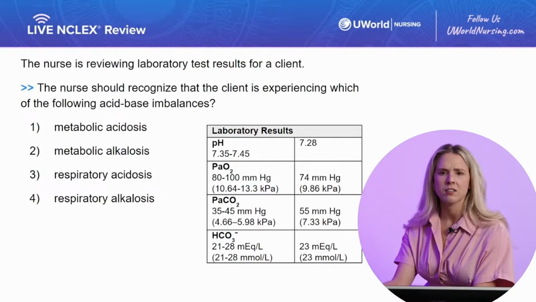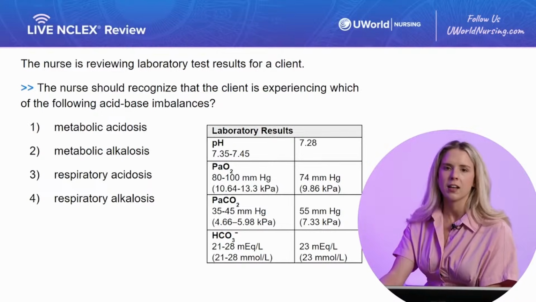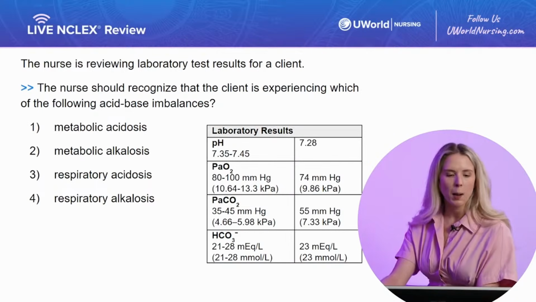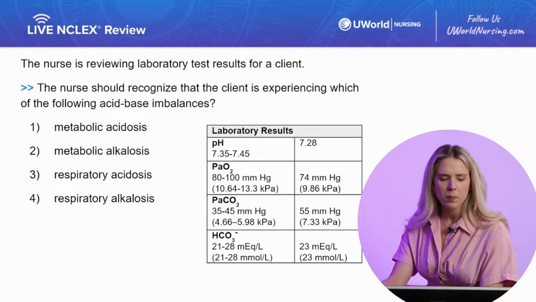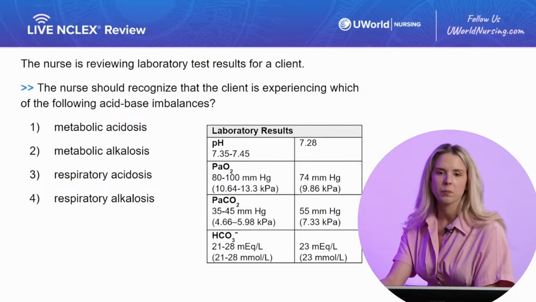But I don't think that asked you if it was compensated or uncompensated or not. I think it just asked you for respiratory acidosis. So option 3 was also our correct option. But most of you guys got that right. So way to go, you guys.